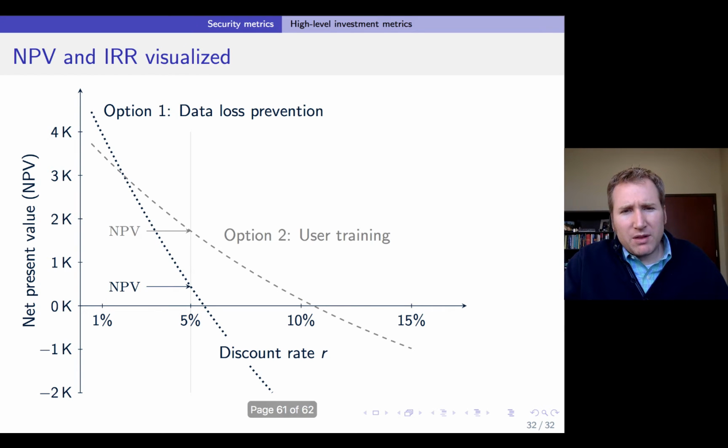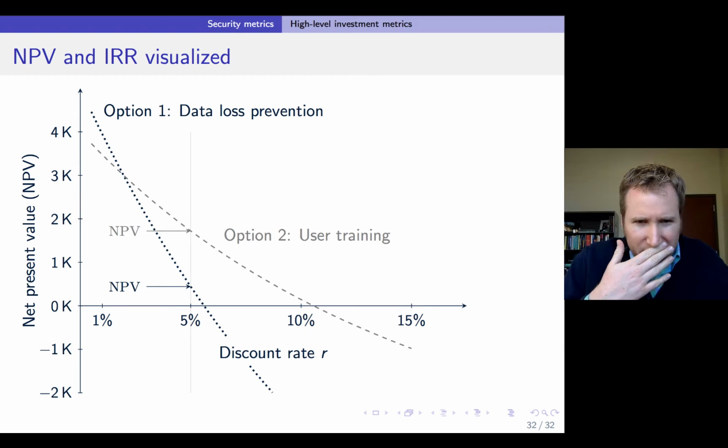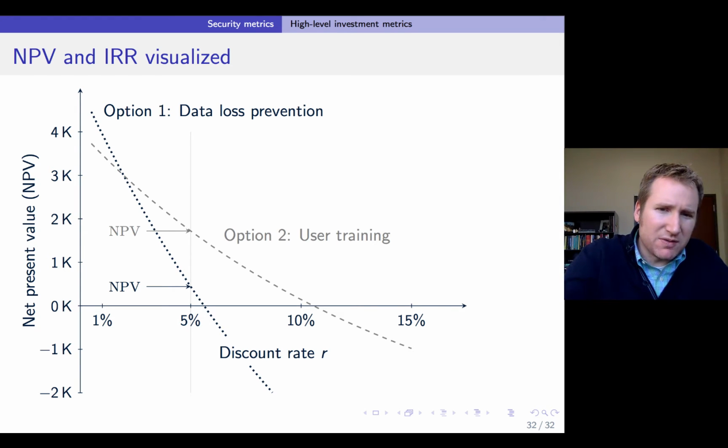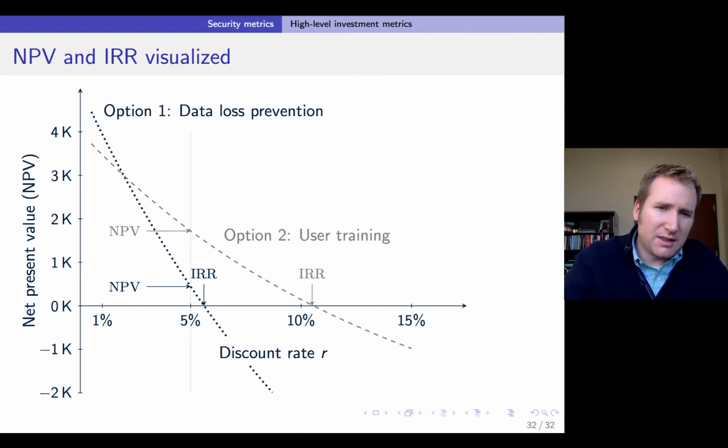And if you compare that to user training, the line is a bit different because of the way the equation works. But we can already see a few things here. One is that net present value, as calculated in our example, was at 5%. So the net present value for option 1 ends up being, like I said, about $400 and some dollars, while net present value is higher for option 2. And then internal rate of return ends up being the point at which the lines pass through the value of 0.